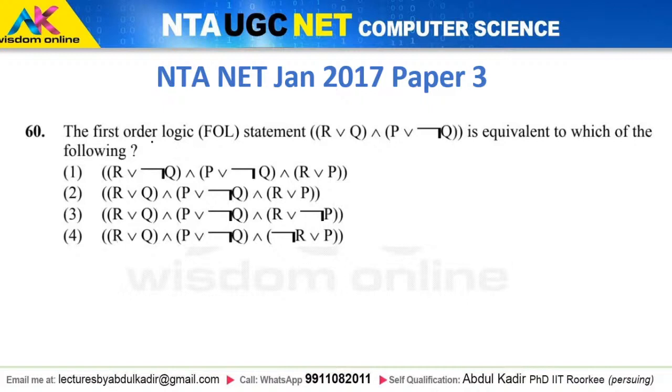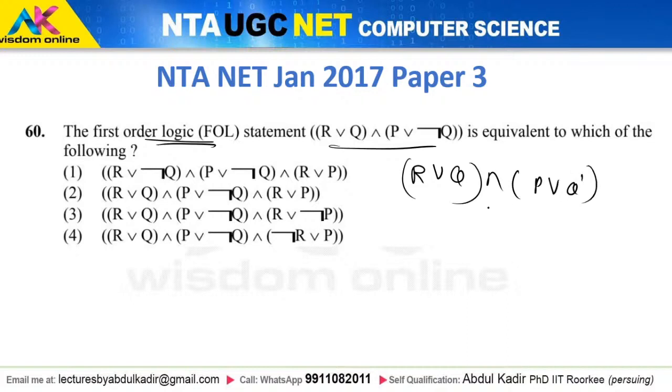Okay, let's see. The first order logic formula is equivalent to which of the following? Again the same very easy question. You can do the elimination method, or you can solve the complete thing. Let's solve this complete thing. R or Q and P or Q dash. This is your formula. Too many terms are there, but anyway you can multiply it. So you just multiply this.